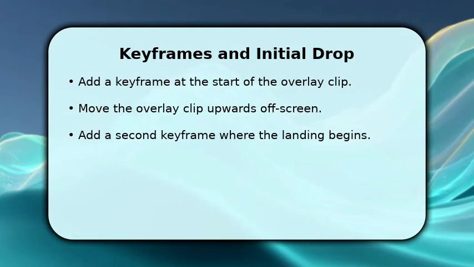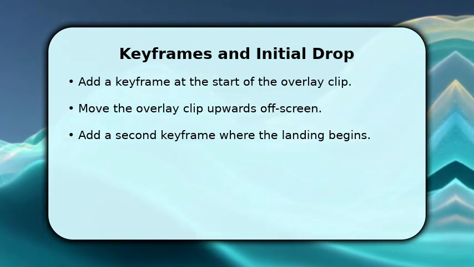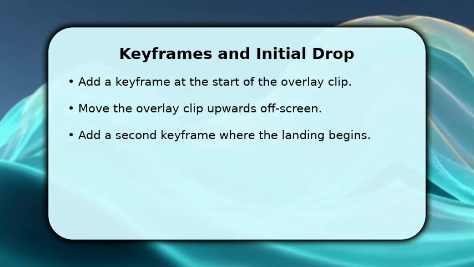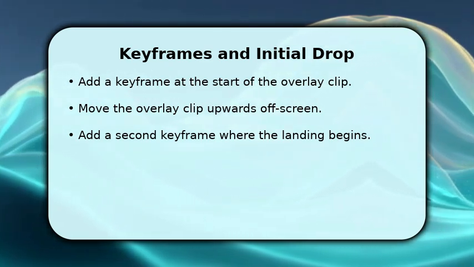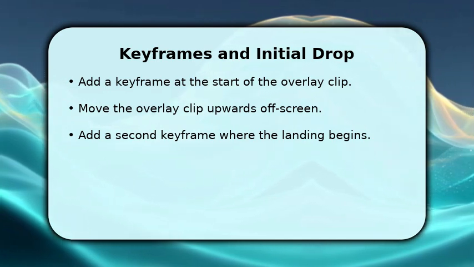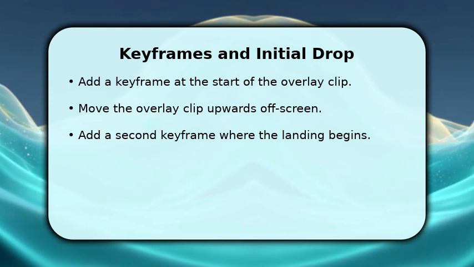Now, let's add keyframes. Select your overlay clip and add a keyframe at its very beginning. Then, drag the overlay clip upwards until it's completely off-screen. Move forward a few frames, about 1/4 of a second, and add a second keyframe. This second keyframe marks the point where your subject will start its descent.